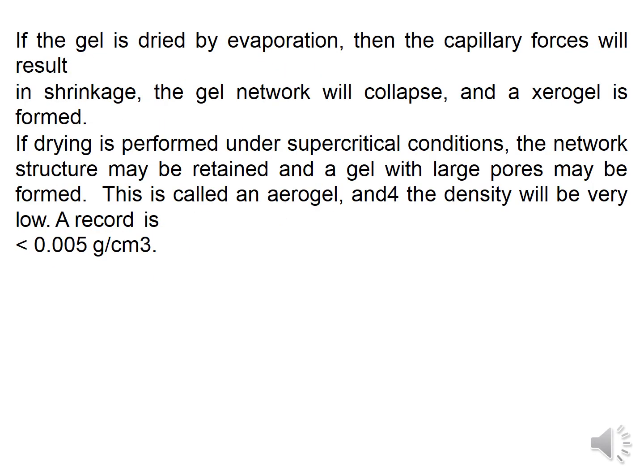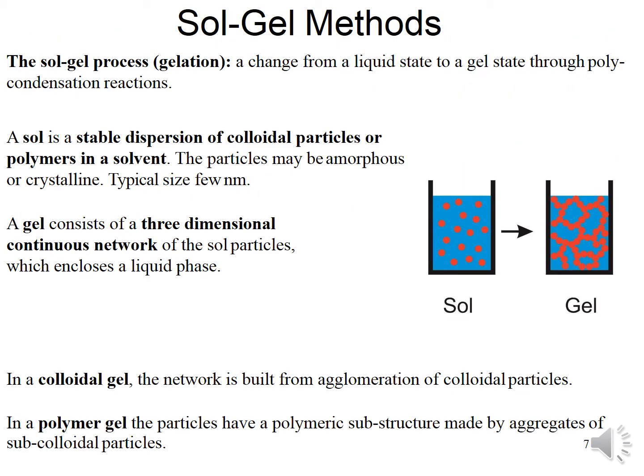If the gel is dried by evaporation, then the capillary forces will result in shrinkage. The gel network will collapse and a xerogel is formed. If drying is performed under supercritical conditions, the network structure may be retained and a gel with large pores may be formed. This is called an aerogel and the density will be very low, a record of less than 0.005 gram per cubic centimeter.